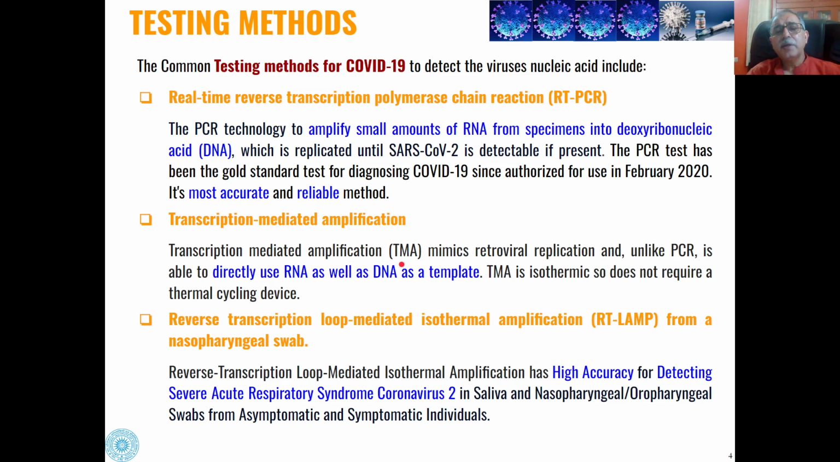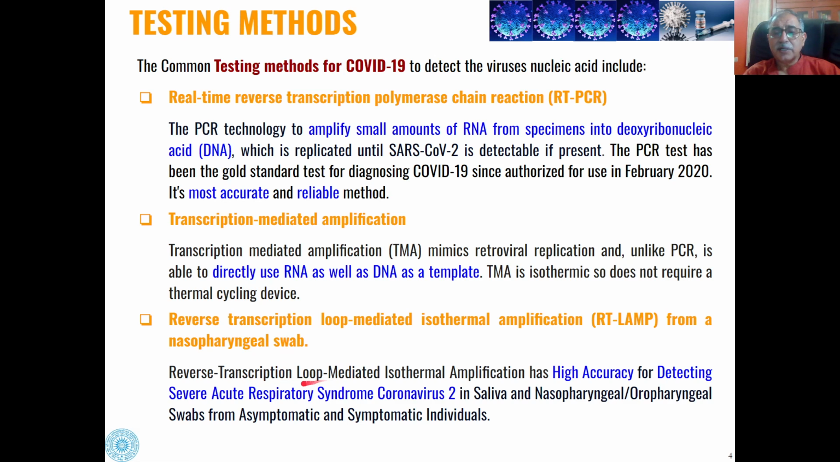Similarly, TMA mimics the retroviral replication, and unlike PCR, it is able to directly use RNA as well as DNA as the template, whereas here we use RNA as the template. So TMA is isothermic, so it does not require a thermal cycling device for detection of COVID-19.